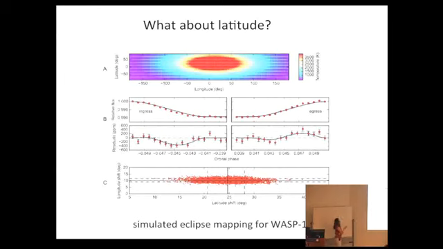If you have an asymmetric distribution of brightness on the planet's photosphere, that can show up as anomalies in the shape of the phase curve, and you can then retrieve the latitude and the longitude of the hotspot on the planet. I have a data set to do this. This is for yet another hot Jupiter, WASP-18b.